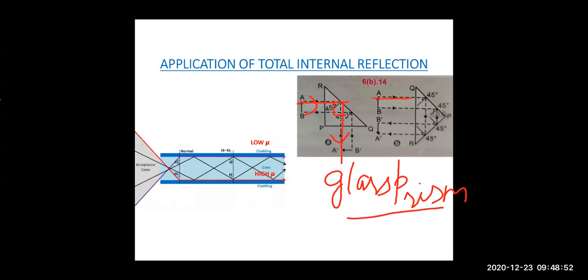Here you are inciding the light at this angle. It gets reflected, total reflection takes place, and it comes out like this. So it had turned 90 here, 90 here. Total turning is 180 degree. So how does this happen?